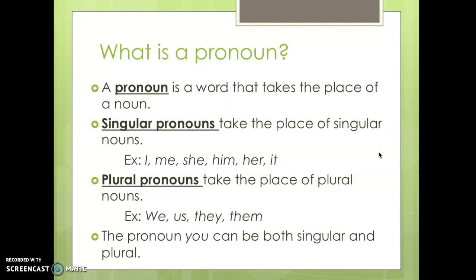The pronoun you can be both singular and plural. Sometimes you're referring to you as one person. Sometimes you could say you referring to a group of people.